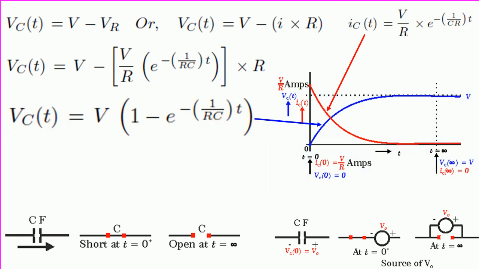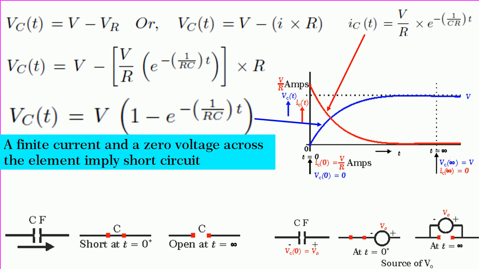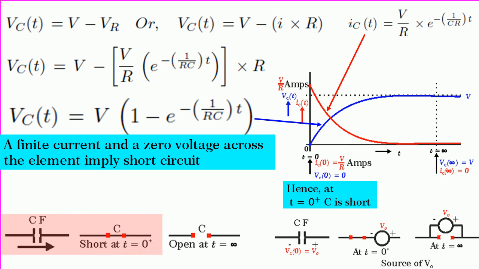You see that from the graph at t equal to 0, IC is equal to V by R amperes and Vc is equal to 0. It means a finite current and a zero voltage across the element imply short circuit, hence at t equal to 0 plus C is short.